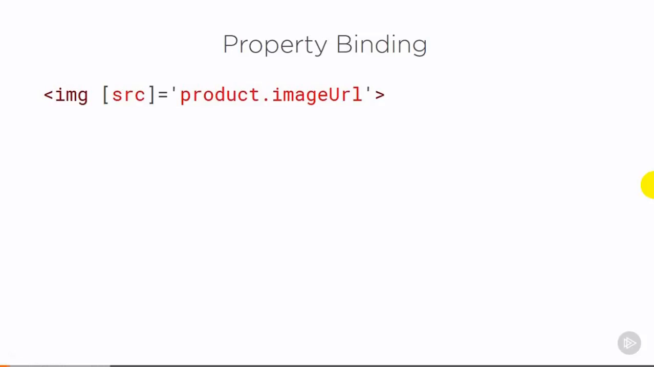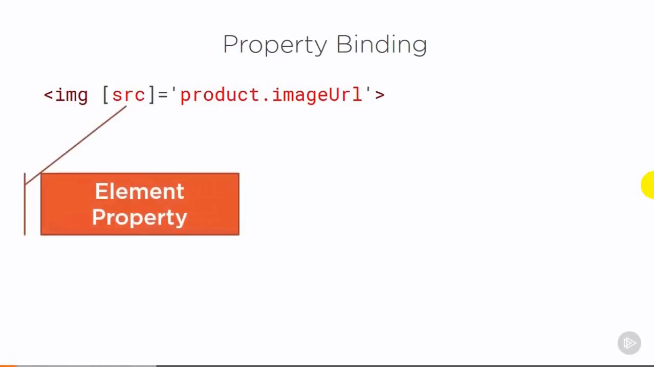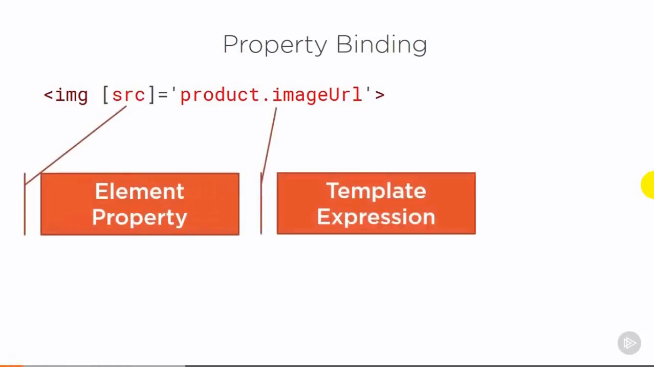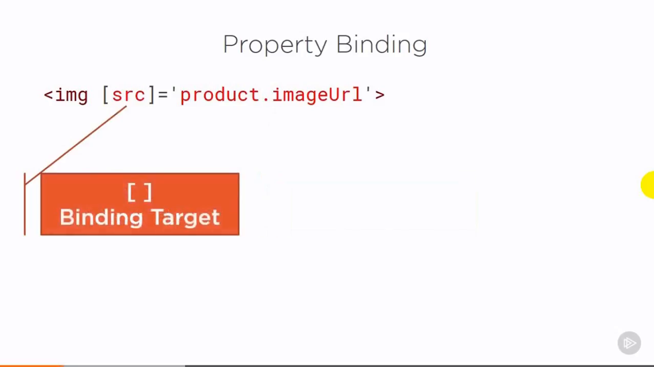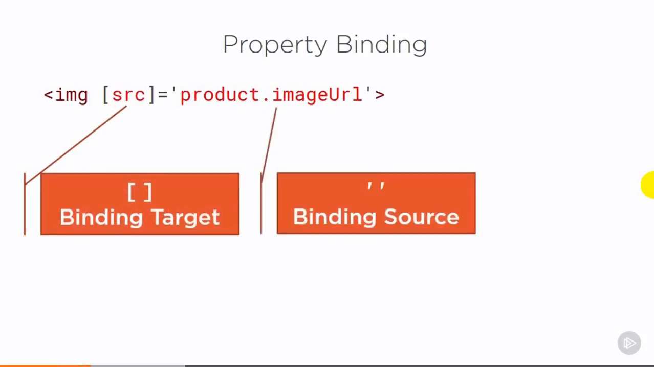Property binding allows us to set a property of an element to the value of a template expression. Here we bind the source property of the image element to the image URL property of the product, effectively defining the source of the image from information in our component class. Our binding target is always enclosed in square brackets to the left of the equals and identifies a property of the element. The binding source is always enclosed in quotes to the right of the equals and specifies the template expression.